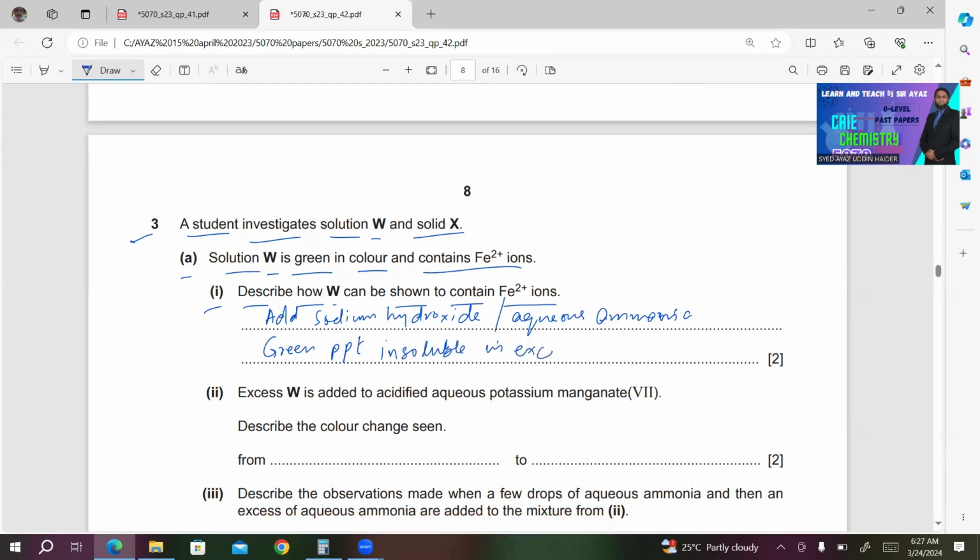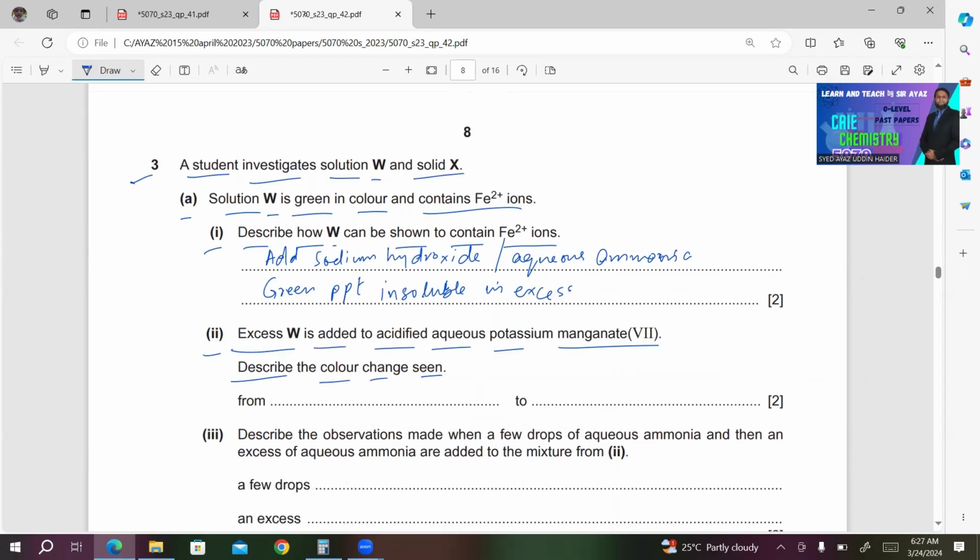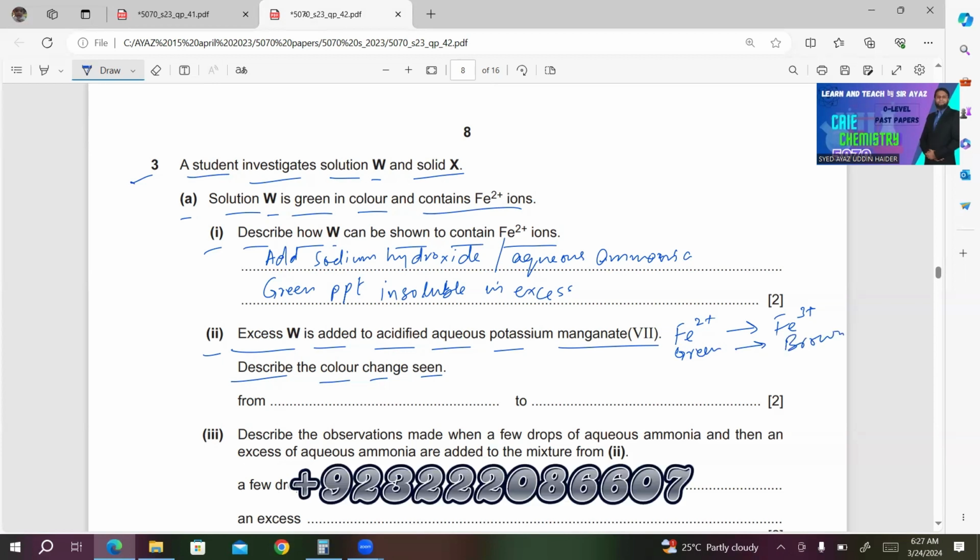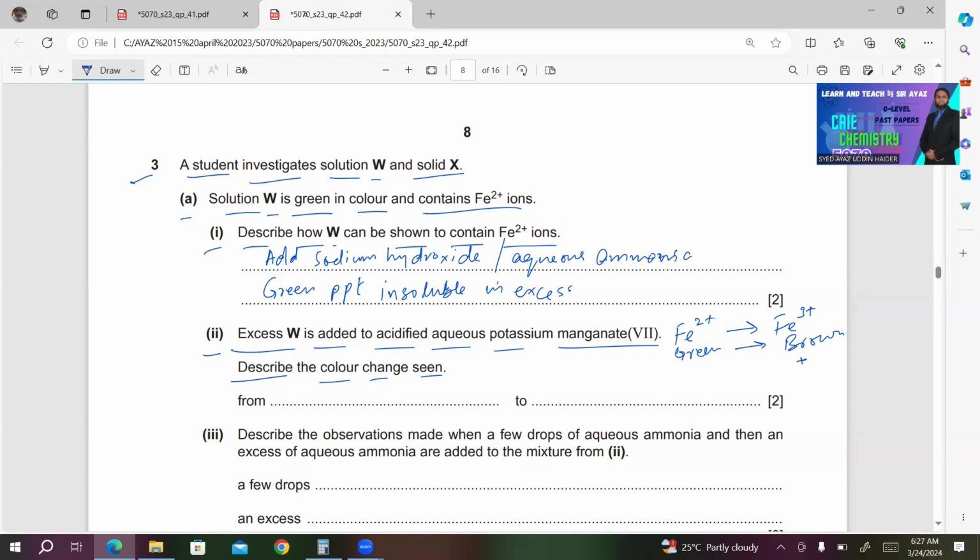Number 2, excess W is added to acidified aqueous potassium manganate(VII). Describe the color change seen. So aqueous potassium manganate(VII) is an oxidizing agent. It will definitely oxidize Fe2+ to Fe3+. Fe2+ is green in color and Fe3+ is brown in color. So both of these colors will be combined and give a yellow color. So you write green to yellow.